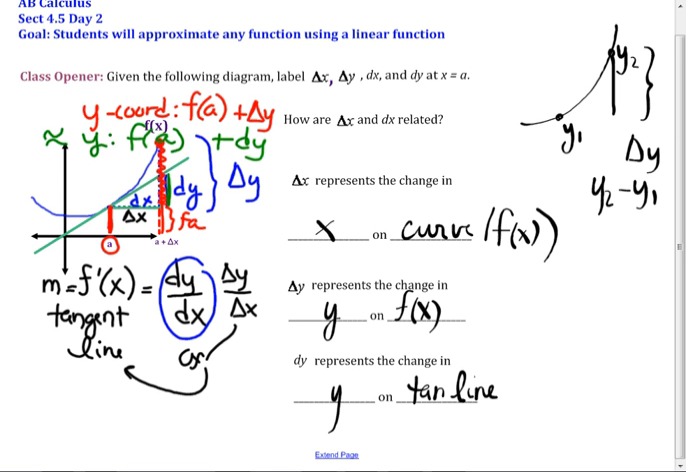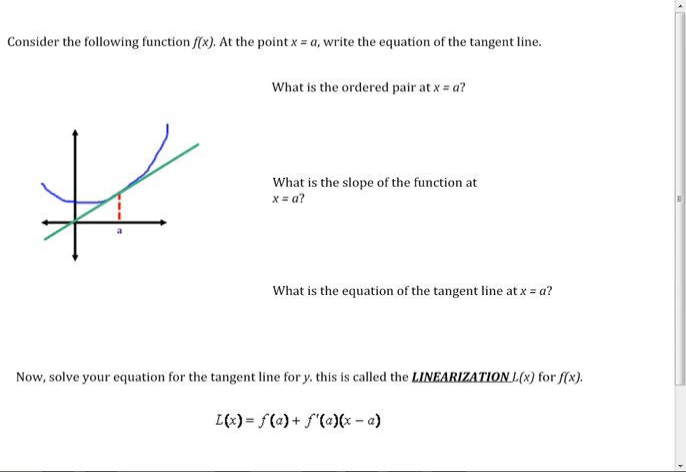Are we ready? So we're going to go on and do the next picture. Consider this function at the point x equals a. I want you to write the equation of the tangent line. So what's the ordered pair at a? Remember, it's f of x. So this is a what? F of a. Not very easy to read, but what is the slope of the function at a?